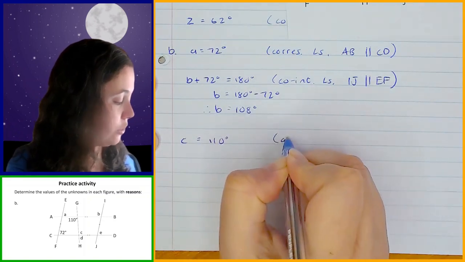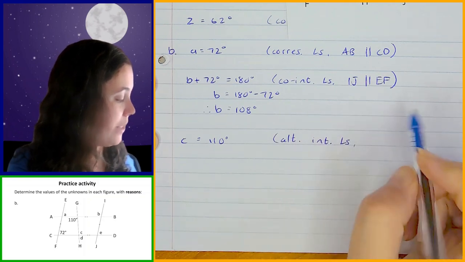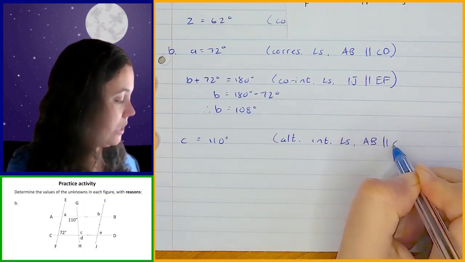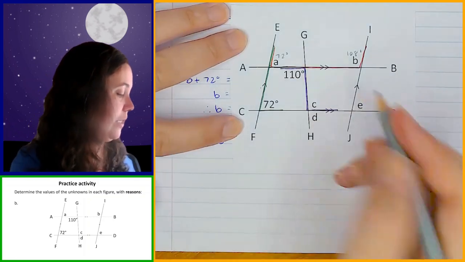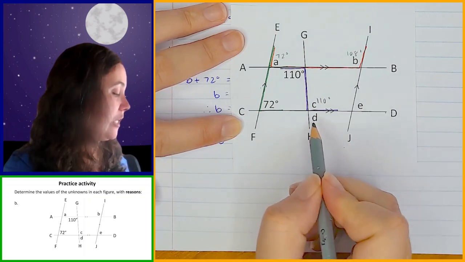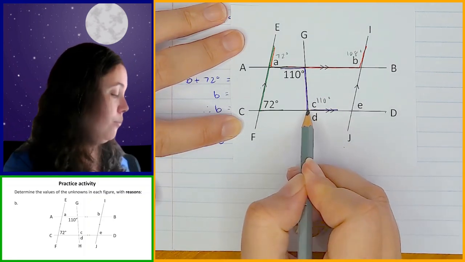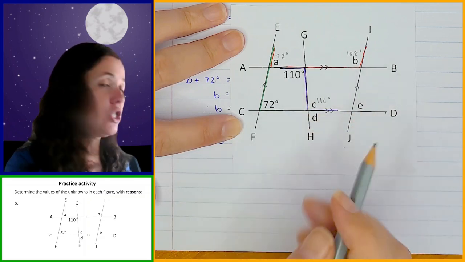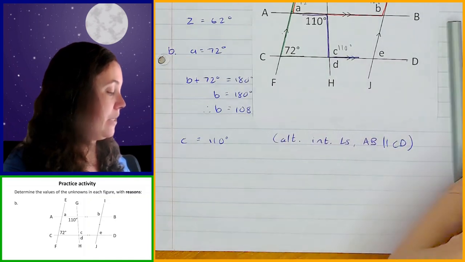And my reason is alternate interior angles with AB parallel to CD. Okay, so now I know that this is 110 degrees over there. Next, I need to work out D. Now, D is going to be easy because I've just worked out C, and they are at the same point on a straight line, so they are going to be supplementary. So I can work out D by using C that I just worked out.